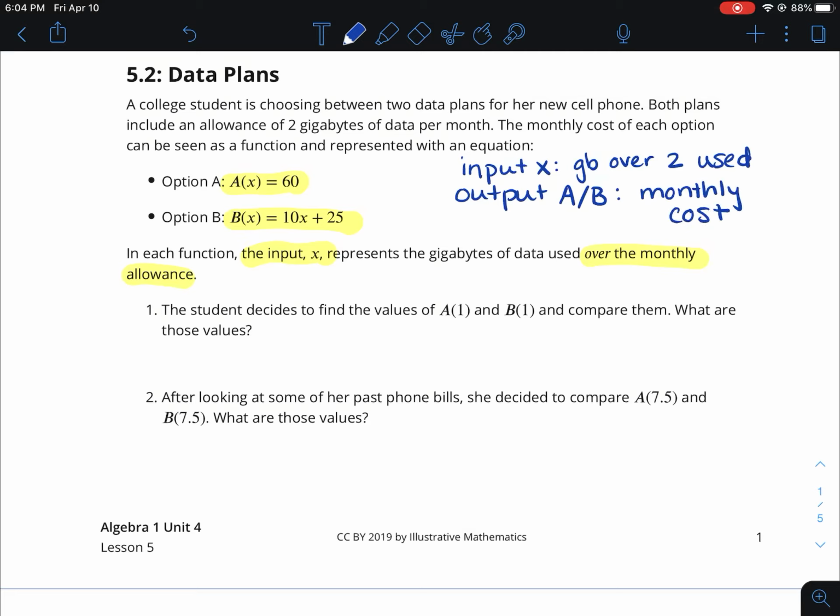A student decides to find which value A of 1 and B of 1 compare. What are those values? So A of 1 is still just that $60 because it's just that flat rate. B of 1 though, if I plug in 1 here, 10 times 1 plus 25, B of 1 is going to be $35.